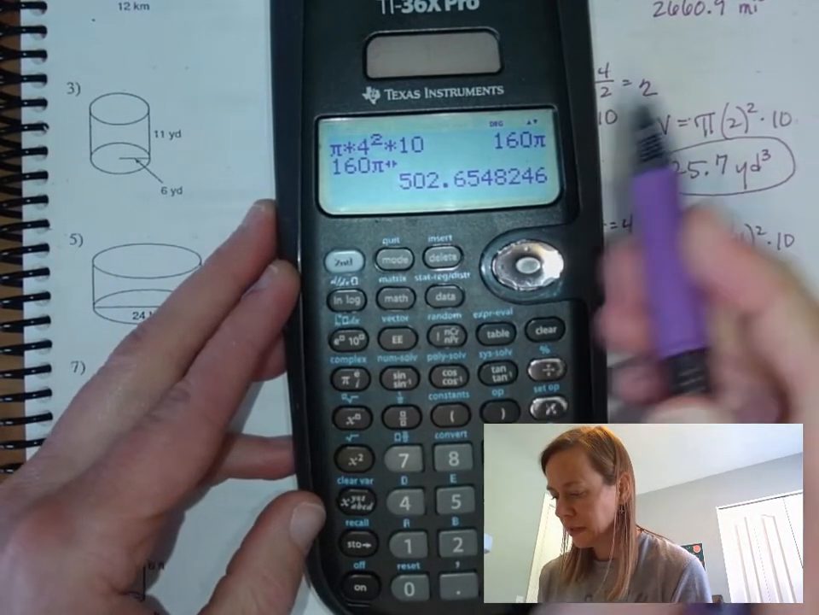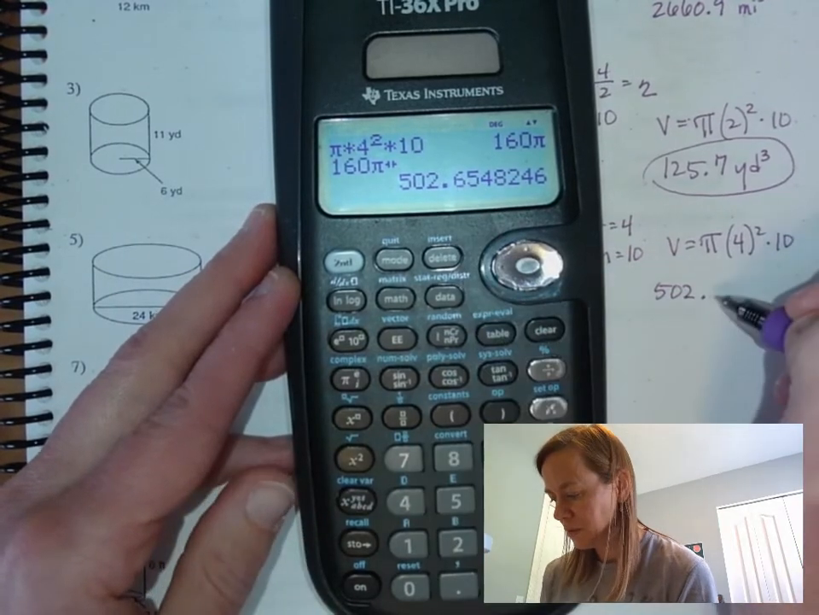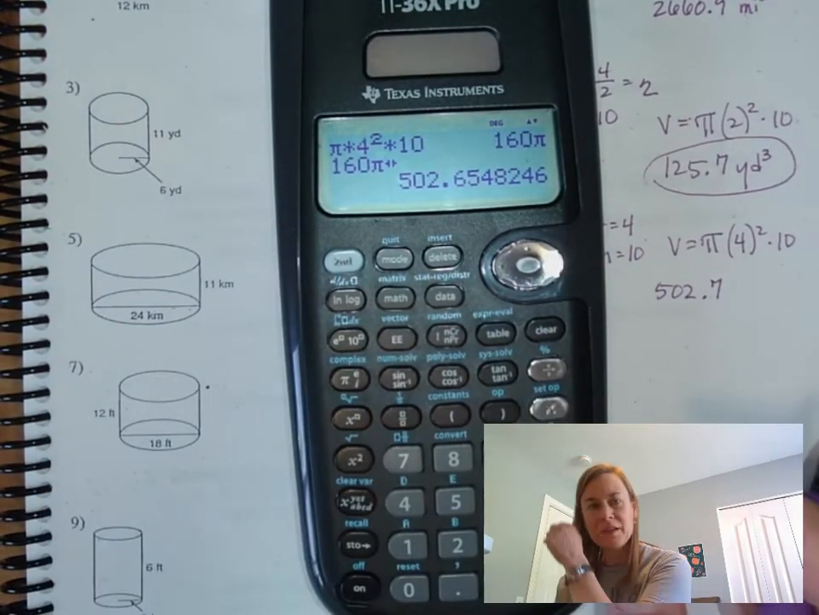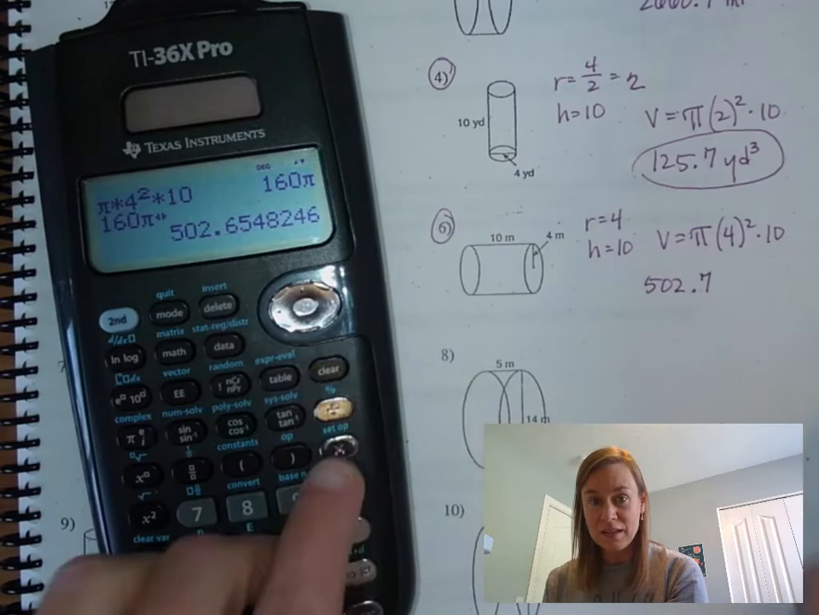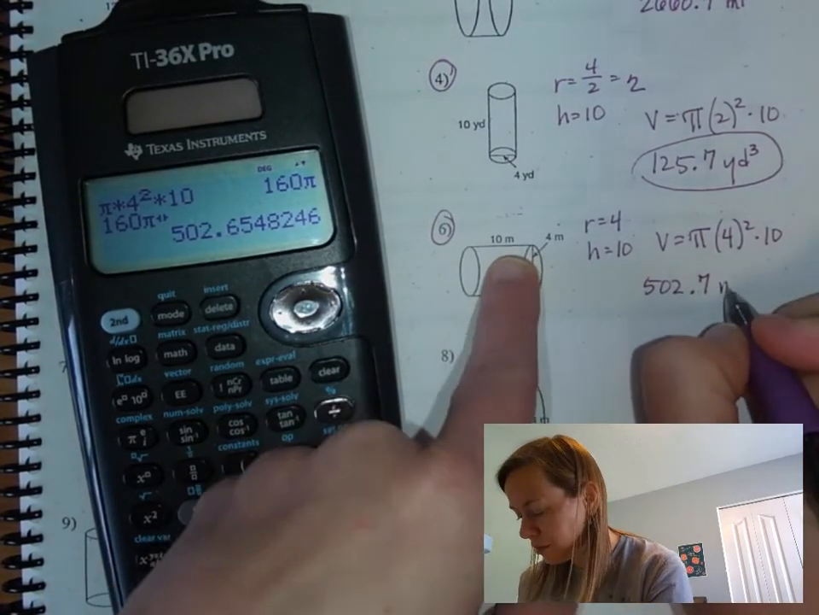502. Okay, that 5 is going to bump the 6 up to a 7, so I'll do 0.7. And now let's put some units on it. It was in meters, so we'll do meters cubed.